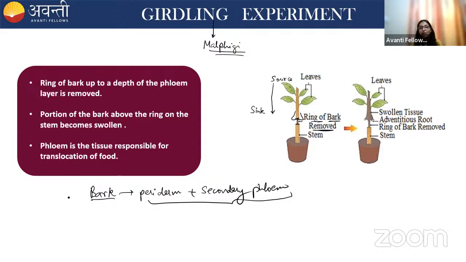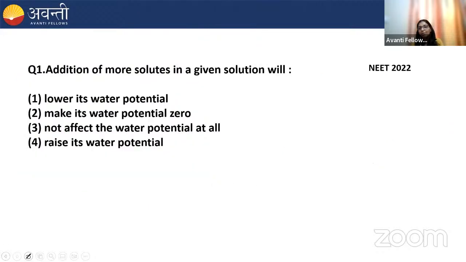The ring becomes swollen at the end because the food gets deposited here. So there's a swelling of the ring. So what he observed from this experiment is that phloem is the tissue which is responsible for translocation of the food. Remember this point. I hope everything is clear.